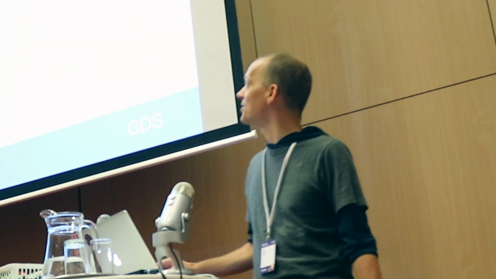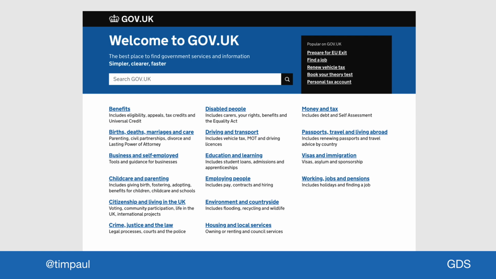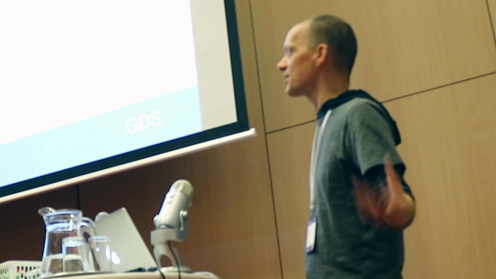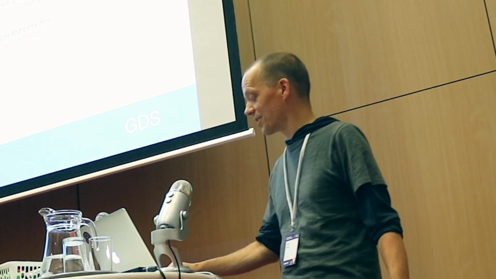So before I go into describing the design system and how we've been running it, I'll just talk a little bit about the thing that the design system is for, which is GOV.UK. So GOV.UK is the home of all the government information and services in the UK. It's got about 300,000 pages of content and hosts about 700 different services. We say 700, we're not really sure, it depends on your definition of a service.